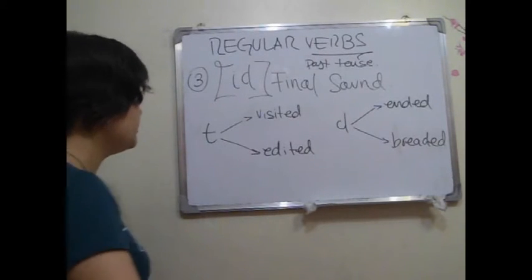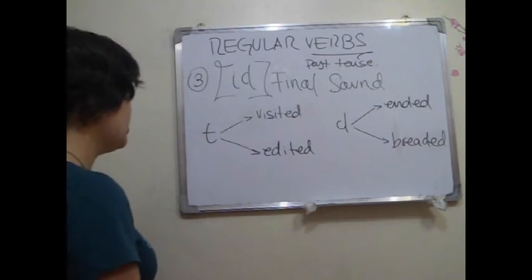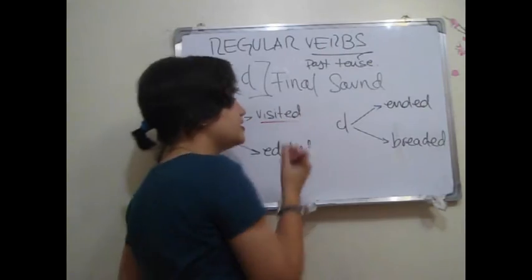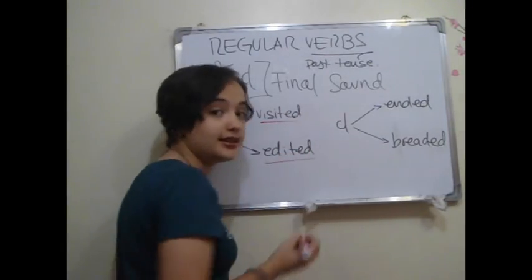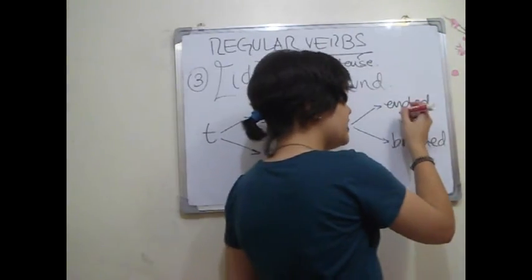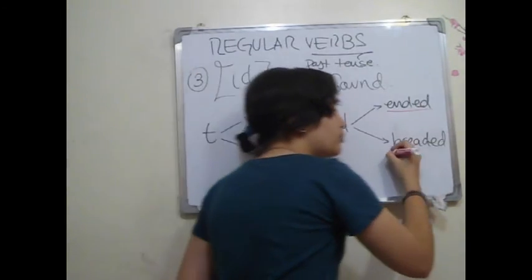So here we are, the examples. With T we have visited, edited, and with D, ended and breaded.